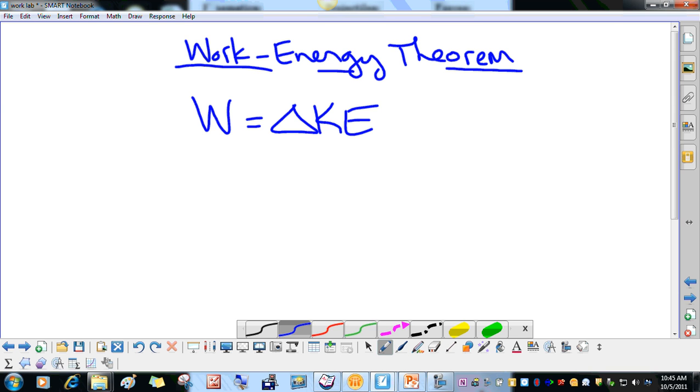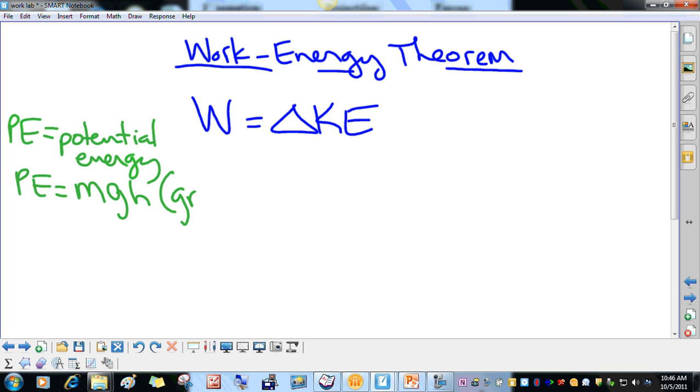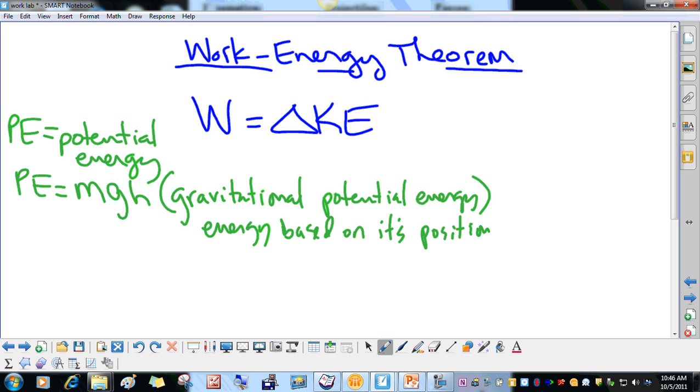Now, off to the side, let's talk about KE and PE for a second. What is PE? That is potential energy. PE equals mgh. And by the way, that is only gravitational potential energy, which is energy based on its position from the ground. So this has greater potential energy than this because of its position. And you're like, really? Well, yeah, it really does. I'll give you an example.